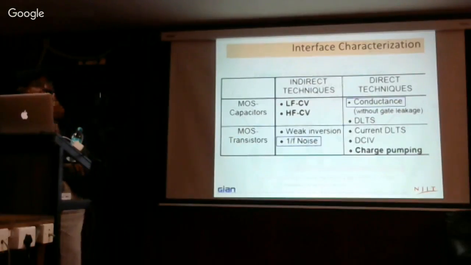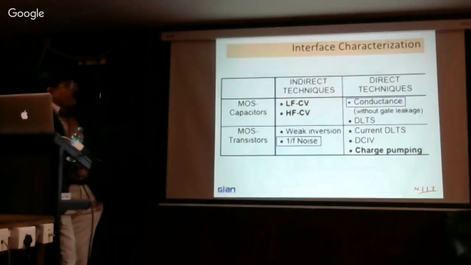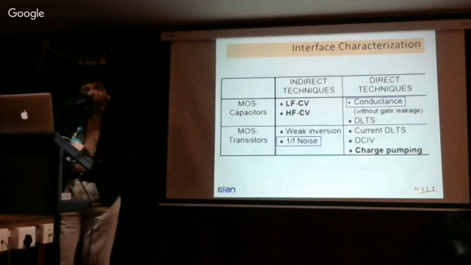Now, how to characterize this? One is the low frequency CV and high frequency CV. And these are some indirect techniques. You can measure high frequency and low frequency and calculate the DIT. There is a direct technique called the conductance measurement. But if you have large gate leakage, let's say the oxide quality is not very good and leakage is large, then both these measurements will have problems. Problems in the sense of the accuracy.